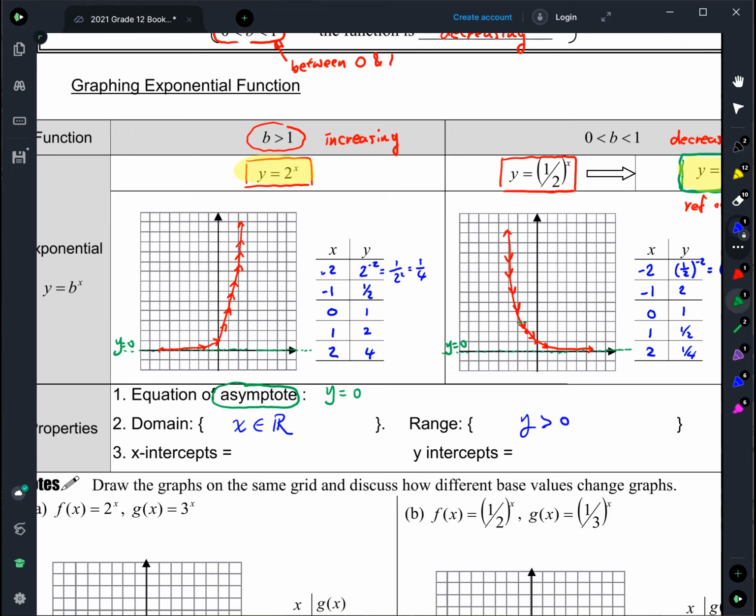These can change. Later we're going to add things in, make the graph move, make the graph flip. So of course the range will change as well. These are just basic examples.